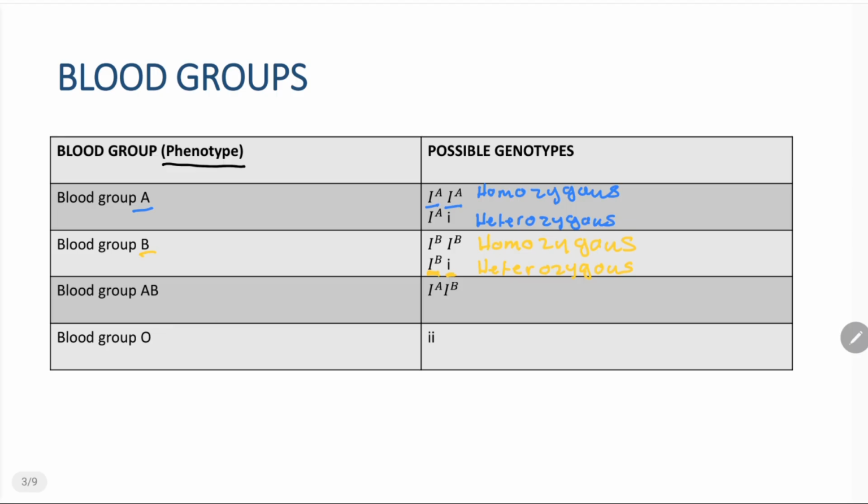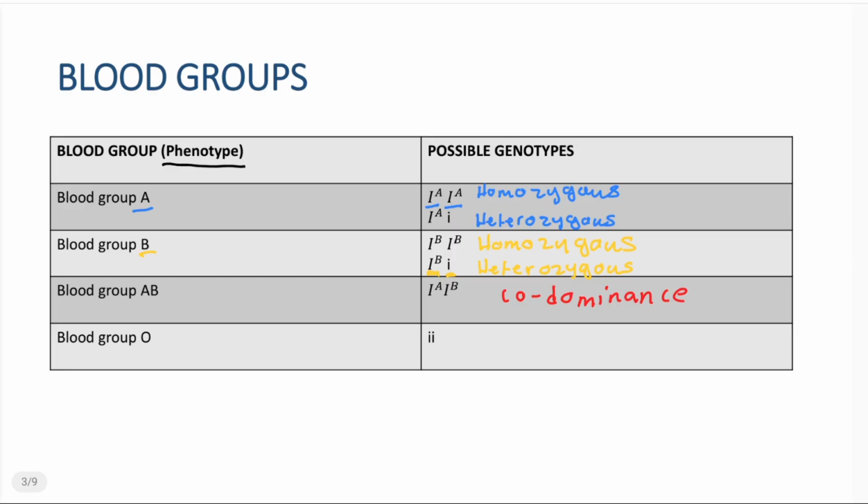Let's go to blood group AB. Now, with blood group AB, there is only one possible genotype. Remember, with blood group AB, we said that the inheritance of blood group AB is an example of codominance. And in codominance, we said that the alleles are equally dominant. When they're equally dominant, they are expressed equally in the phenotype, right?